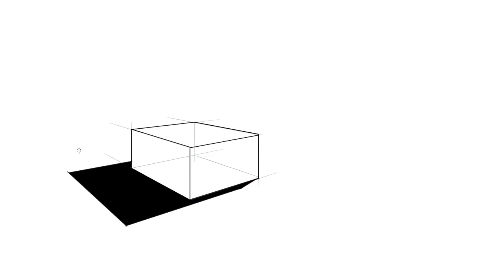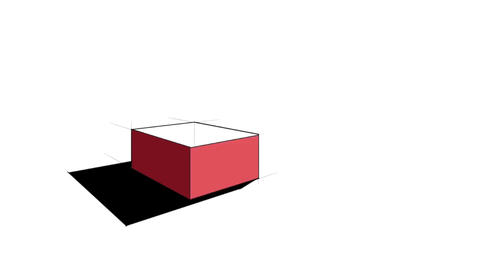Now we'll give this object a little bit more dimension by adding 3 values, or tones. The area away from the light source will get the darkest value. The one on the right side, the mid value, and the top will be the lightest value.